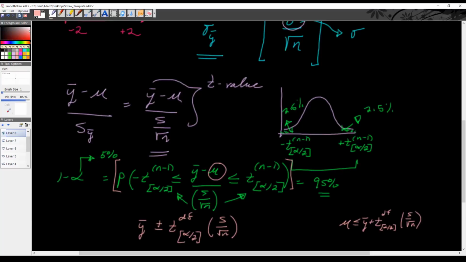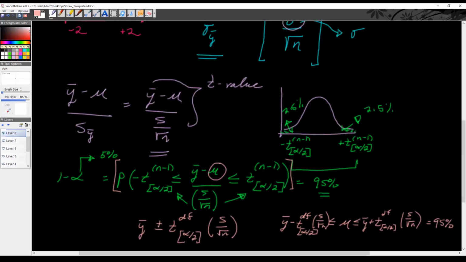So the true value is going to be less than or equal to y bar, the sample value, plus the critical t times the standard error, but it's going to be greater than or equal to y bar minus the critical t, with n minus 1 degrees of freedom, multiplied by s divided by root n. So this is equal to 95%.